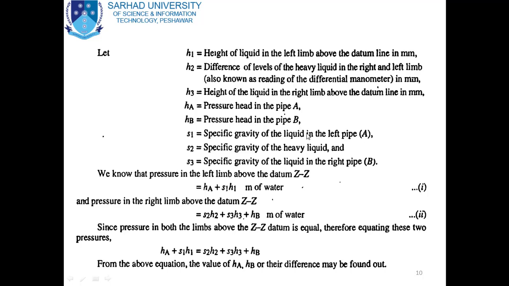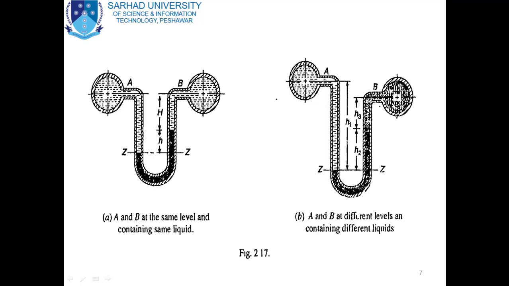S1 is equal to specific gravity of the liquid in the left pipe, while S2 is equal to specific gravity of the heavy liquid, and S3 is equal to specific gravity of the liquid in the right pipe. The specific gravity of the liquid flowing in pipe A is denoted by S1, while the specific gravity of the liquid flowing in pipe B is denoted by S3, while the specific gravity of mercury is denoted by S2.